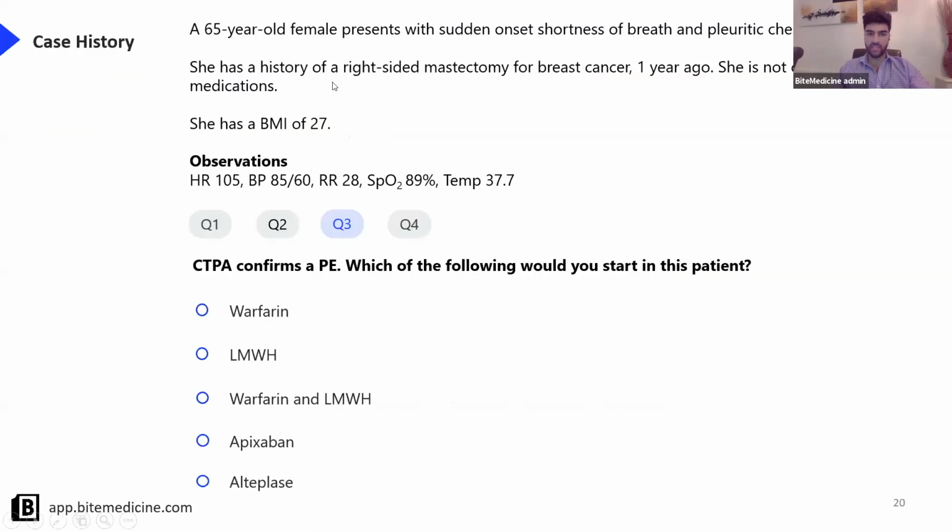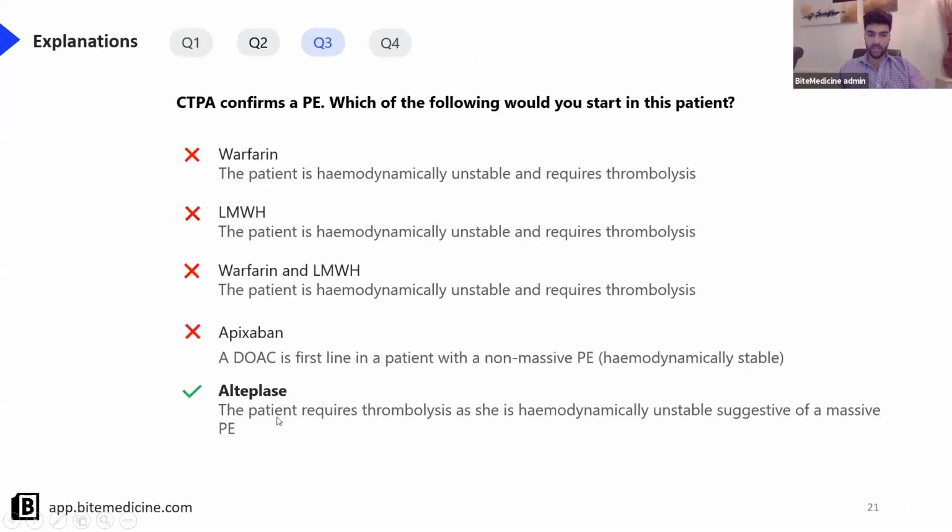So remember, going back to the case, she had a heart rate of 105 and a systolic blood pressure of 85. She was unwell. She's hypoxic as well. She's breathing fast. You need to thrombolyze this patient. Anticoagulation will not be good enough to treat her. So as I said, the patient requires thrombolysis. That automatically rules out all of these options because all of these are anticoagulants. Alteplase is a thrombolytic agent.